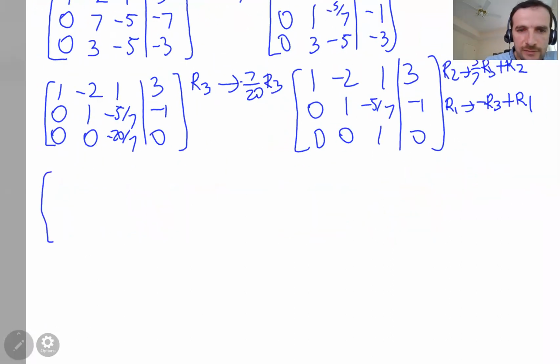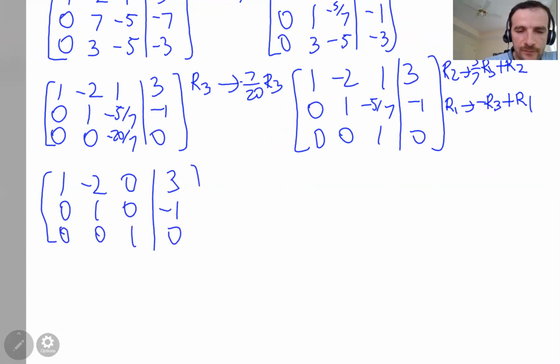So what do I have here? 1 minus 2, so this is 0. And this is 0, so it's not affecting that part. Nice. 0, 1, 0, -1, 0, 0, 1, 0. Almost done, right? The left-hand side is almost an identity matrix, but I have to make this -2 equal to 0. I can multiply the second row by 2 and add it to the first row, so row 1 will be 2 row 2 plus row 1.